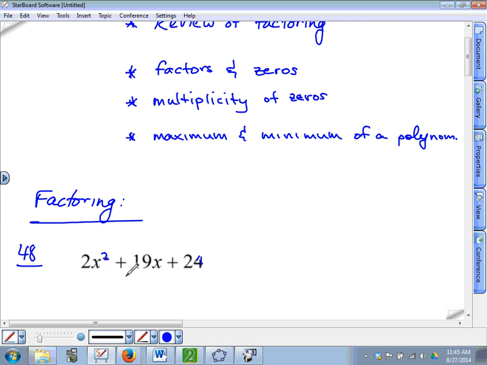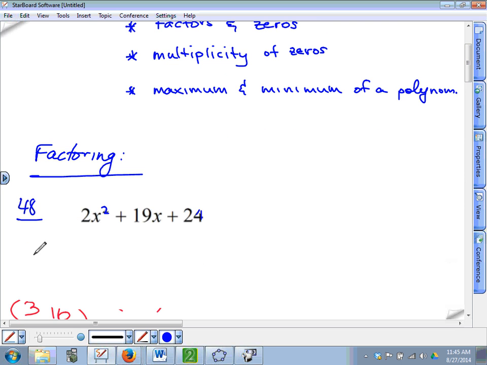You need to find 2 numbers now that add to 19 and multiply to 48, and there's only ever one combination that works. Only ever one. Now, for those that do struggle, here's what I would suggest.